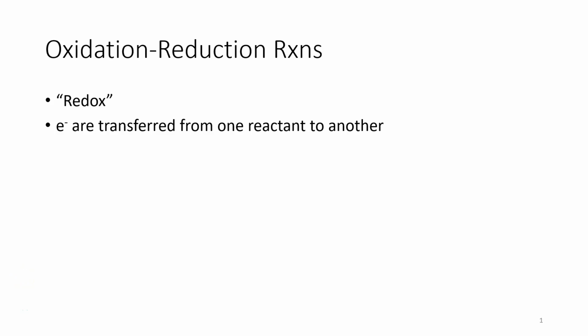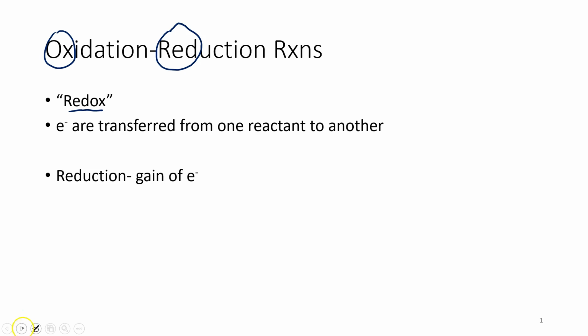Hi everyone. This video is just going to introduce you to oxidation reduction reactions, or for short, often redox reactions. You take the RED from reduction and the OX from oxidation and you get redox. And in redox reactions, electrons are transferred from one reactant to another. Reduction is the gain of electrons.